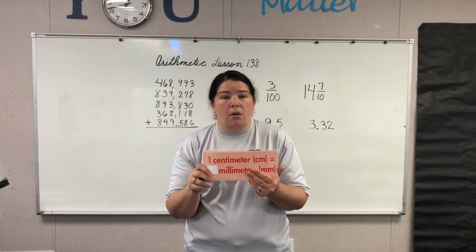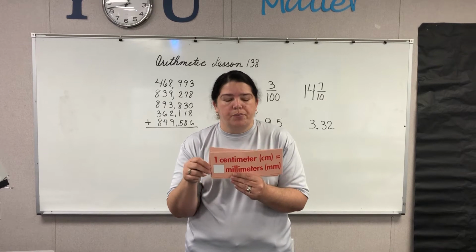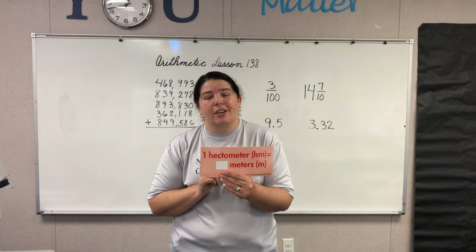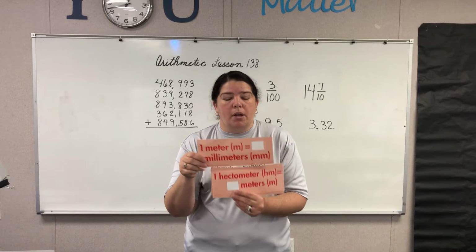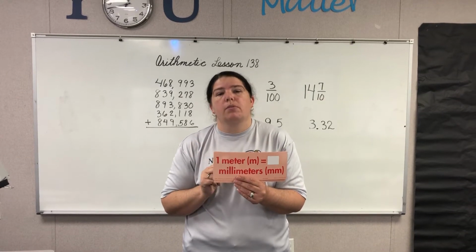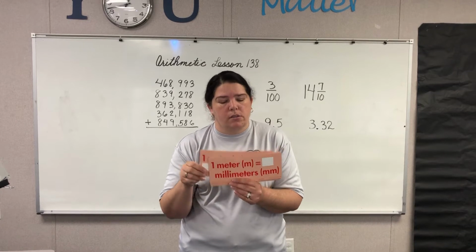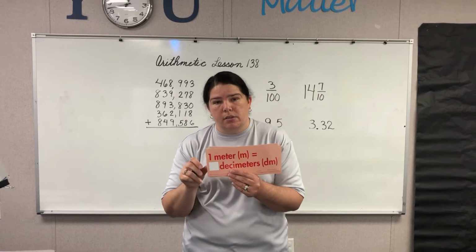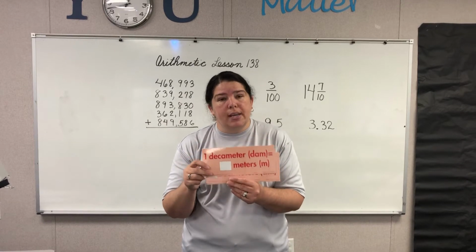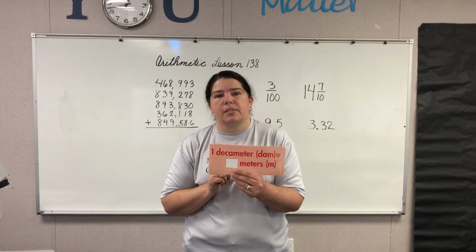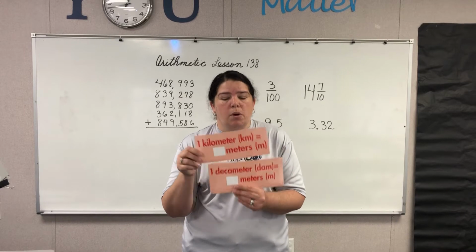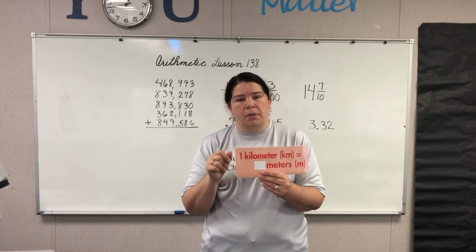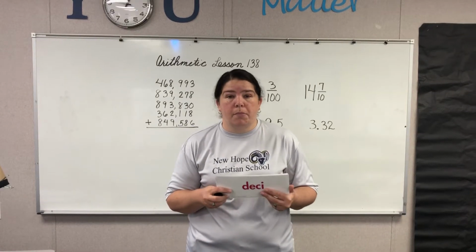Let's try it without me giving the answers. Do you know? 1 hectometer equals, good, 100 meters. 1 meter equals 1,000 millimeters. 1 meter equals 10 decimeters. I hope you're getting them right. 1 decameter equals 10 meters. And last one, 1 kilometer equals 1,000 meters.